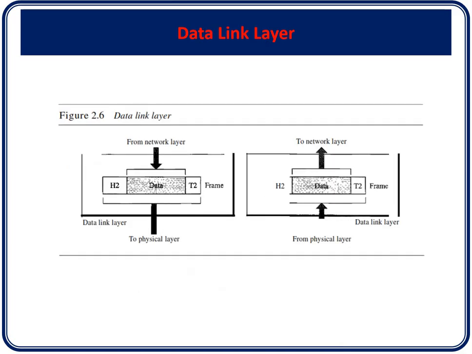Next is the data link layer. The data link layer converts the physical layer, for example the raw transmission medium, into a reliable link. It ensures that the physical layer appears error-free to the upper layer. This layer is responsible for error detection and correction. This figure shows the relationship of the data link layer to both the network layer and the physical layer.